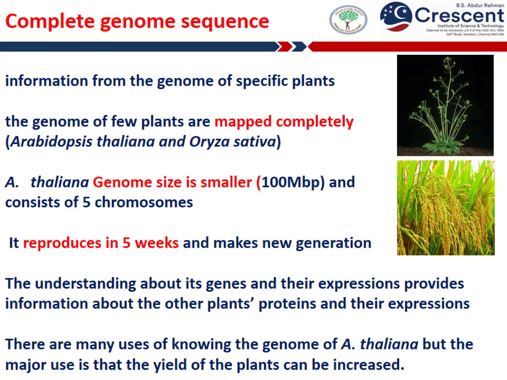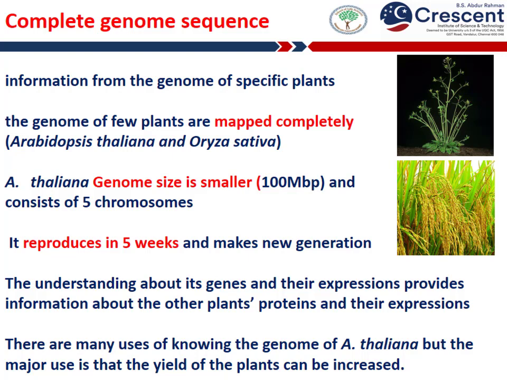When the evolutionary changes occurred in the plants, their genome remained conserved and did not provide much information. Since the arrival of bioinformatics tools, it's possible to extract the required information from the genome of specific plants. There are a few plant species, the genome of which has been mapped completely, for example, Arabidopsis and rice.